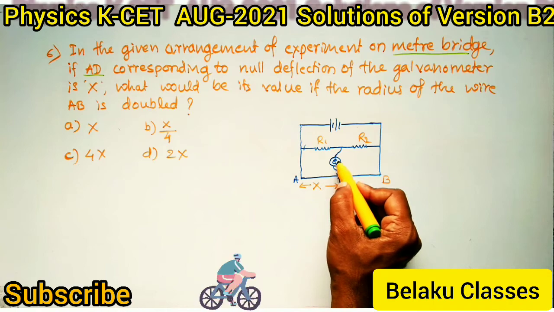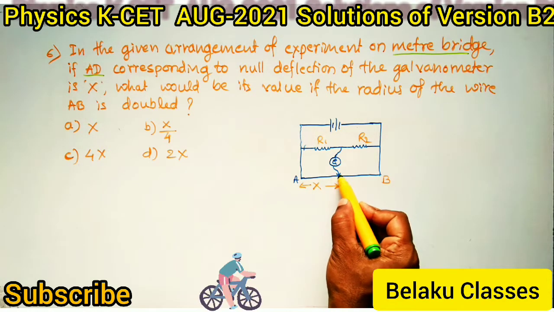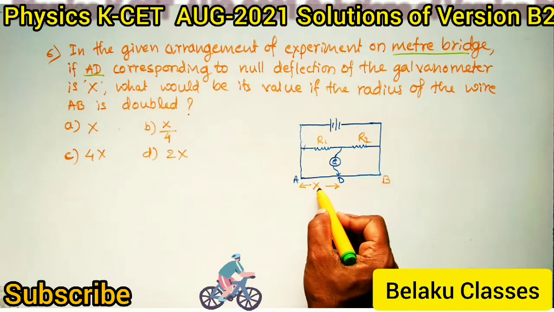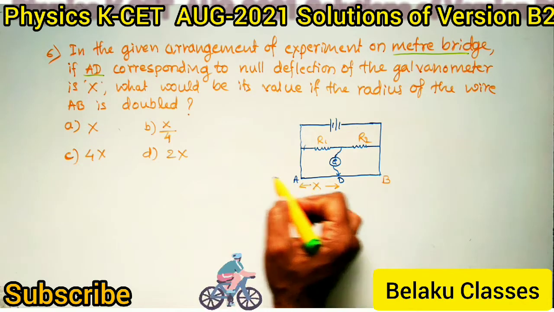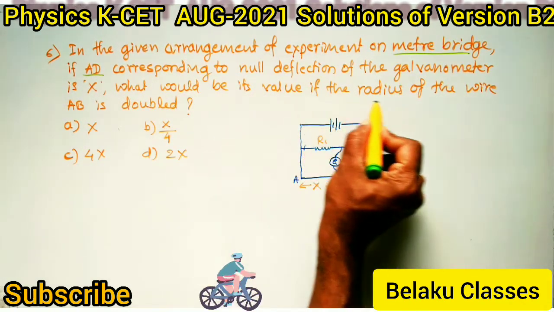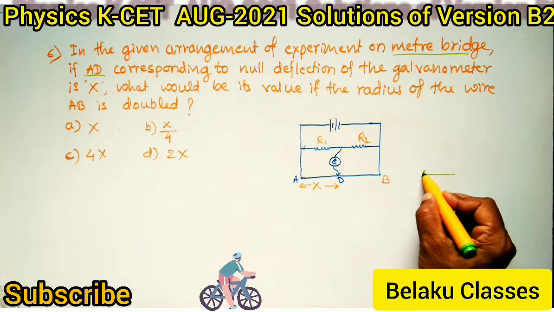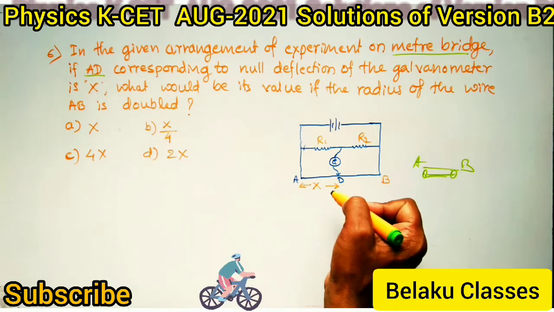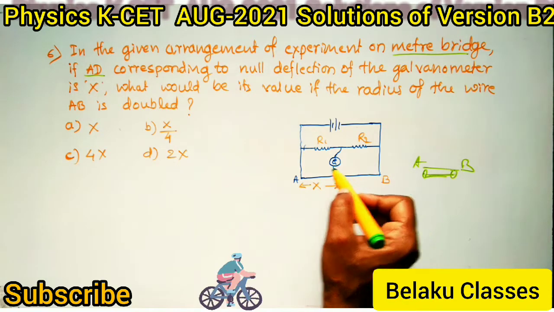Here, when the bridge is balanced, the galvanometer connected between R1 and R2 shows zero or null deflection at the point D on the wire AB, and the corresponding balancing length is AD is equal to X. Now the question is, what is the value of this balancing length AD if the radius of the wire is doubled? Radius of the wire is doubled.